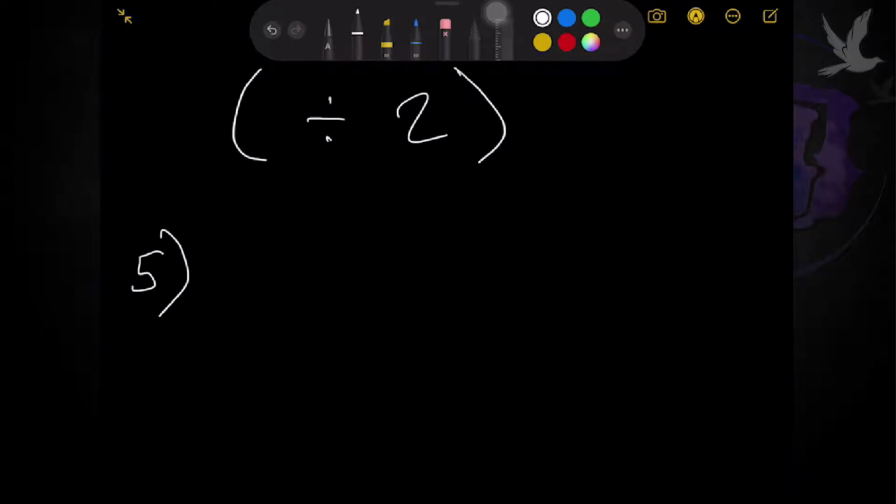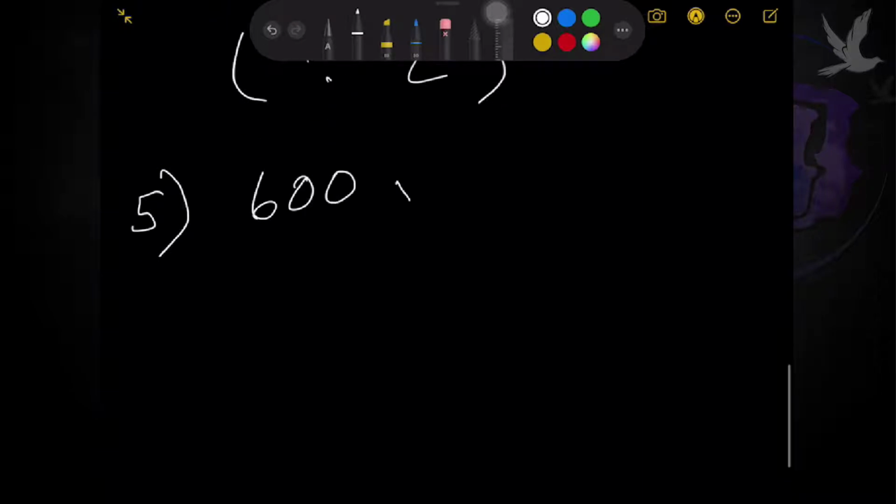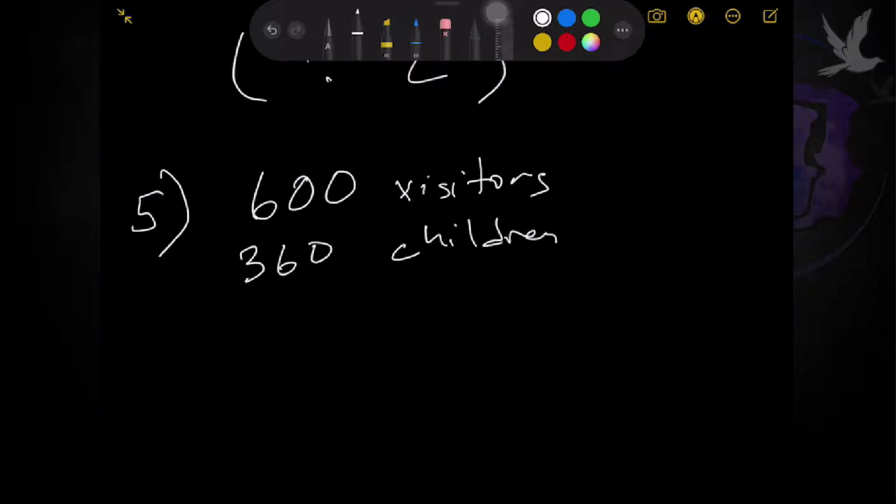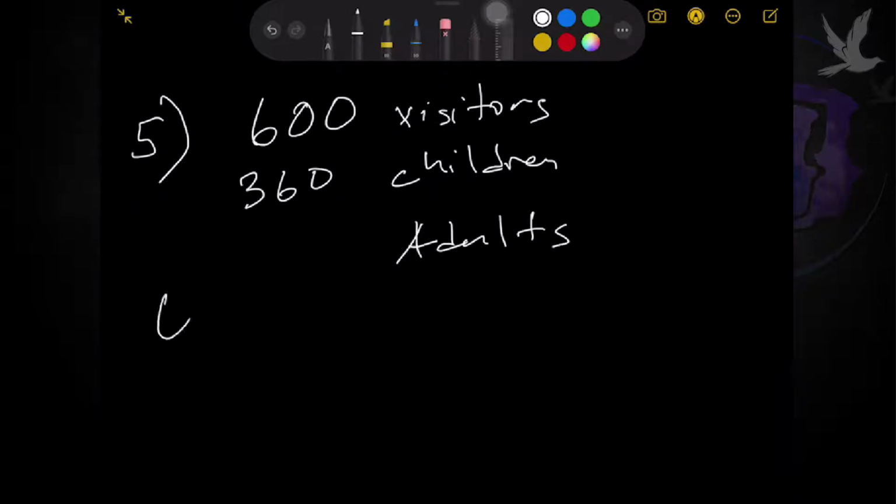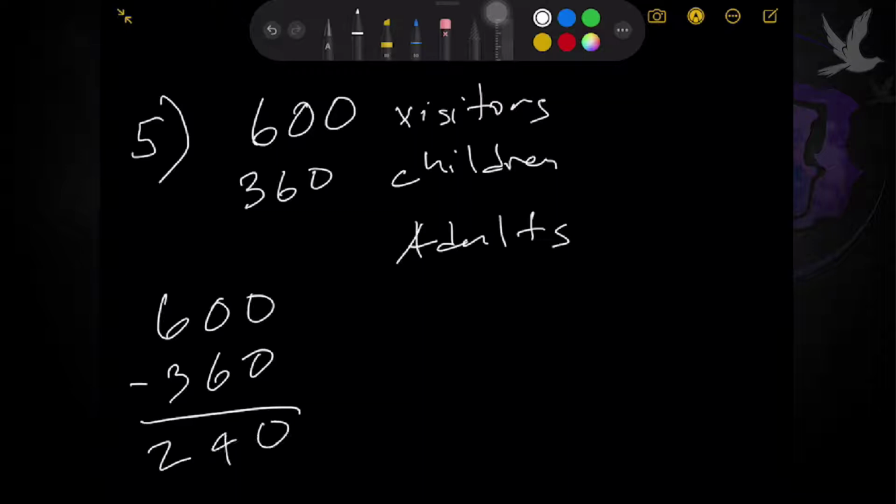So, number 5 naman. 600 visitors went to the zoo last Sunday. 360 of them were children and the rest were adults. What percentage of the visitors were adults? Okay. Meron tayong 600 visitors. And you have 360 of them are children. And you don't know the value for the adults. But basically here, in this case, all you need to do is just to subtract, of course, the number of children to the total number of visitors na pumunta doon. And in this case, you'll end up with the answer of 240.